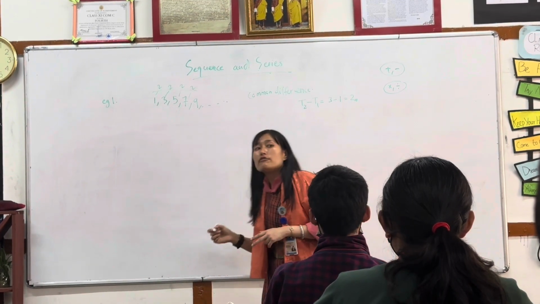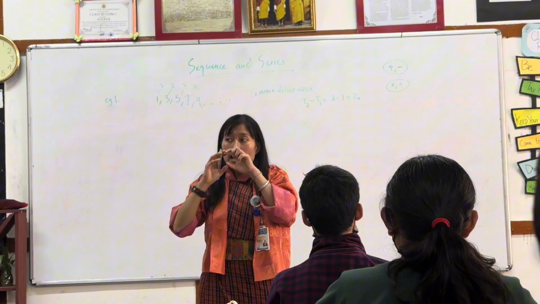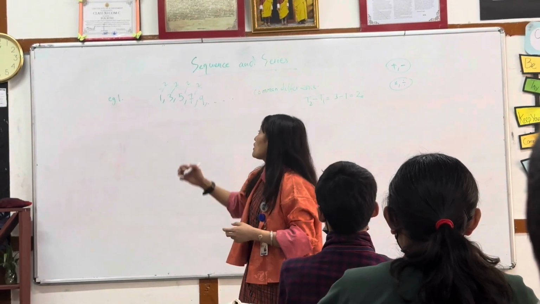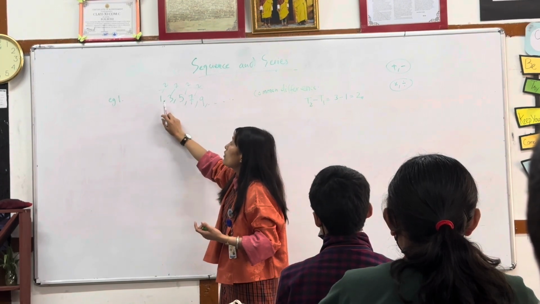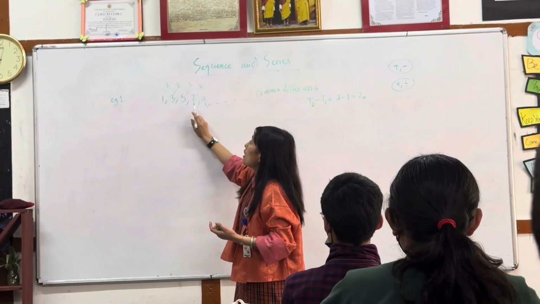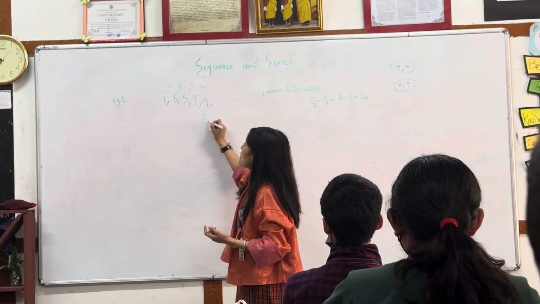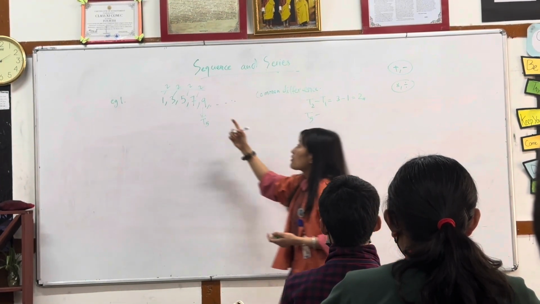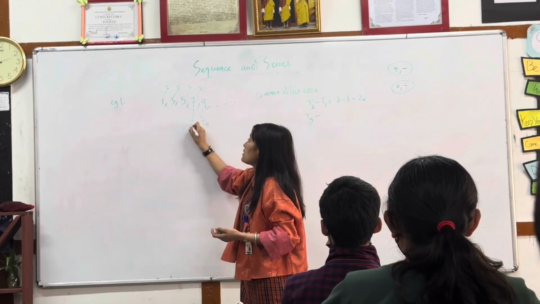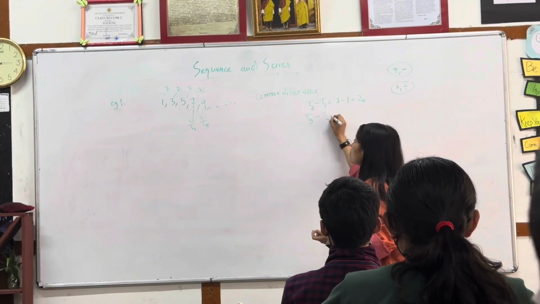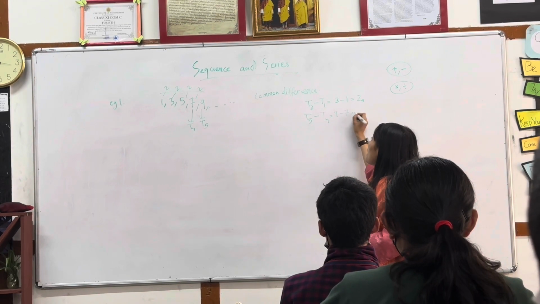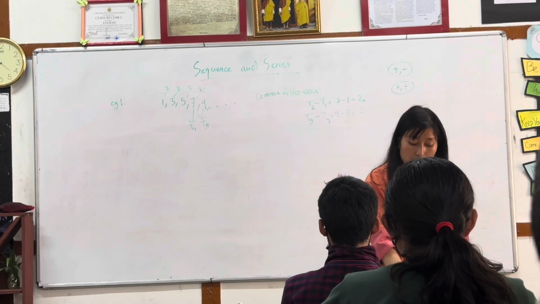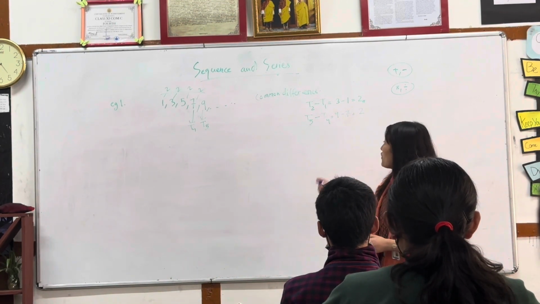Now, is this enough? No. Like I said, it has to be a rule followed by all. I just want to be sure, so let's verify further. Let's take term 5, and to find the difference I'll take term 4. So 9 minus 7, and it is still 2. Now I'm confirmed that the rule followed here is a common difference.